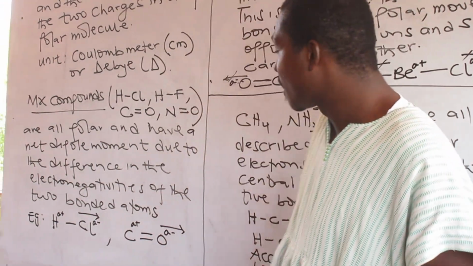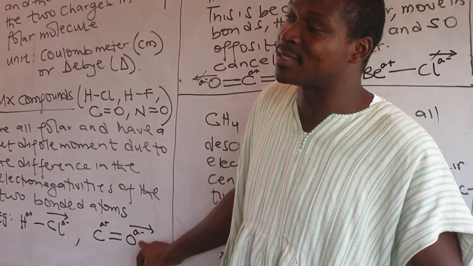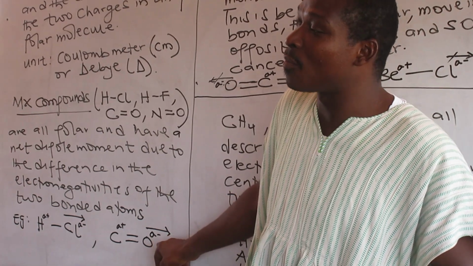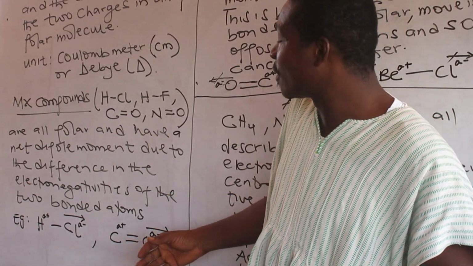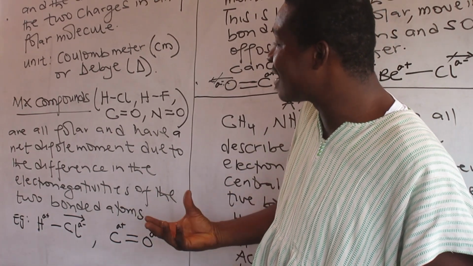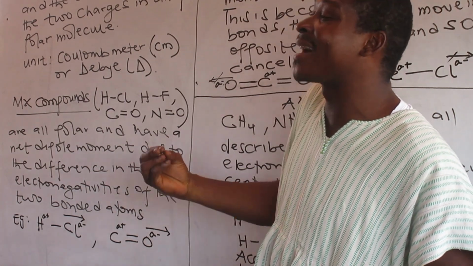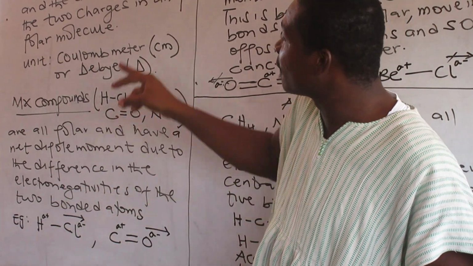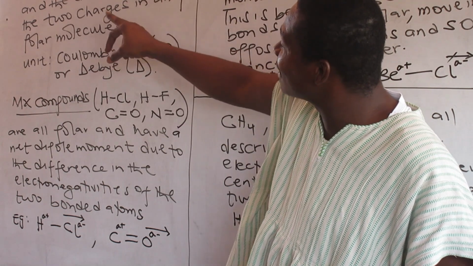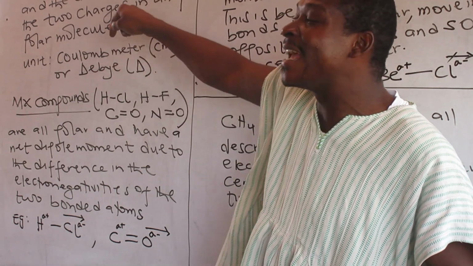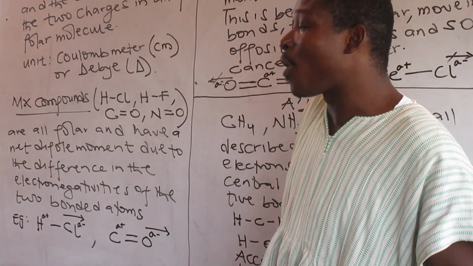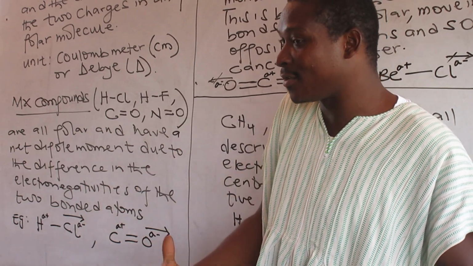Are you okay? This one, oxygen is more electronegative. It pulls the electron more to itself, right? So the difference in electronegativity accounts for the reason why it has a net dipole. Okay? Dipole is a product of the charges and the distance between the 2 charges in any polar molecule. What makes them polar? The plus and minus. You remember?